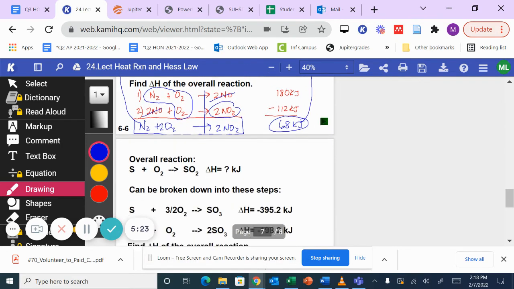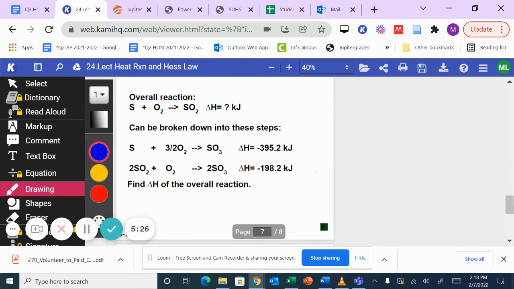Okay, let's try another problem. Okay, here's another problem. It says that the overall reaction looks like this. So you keep your eyes on that.